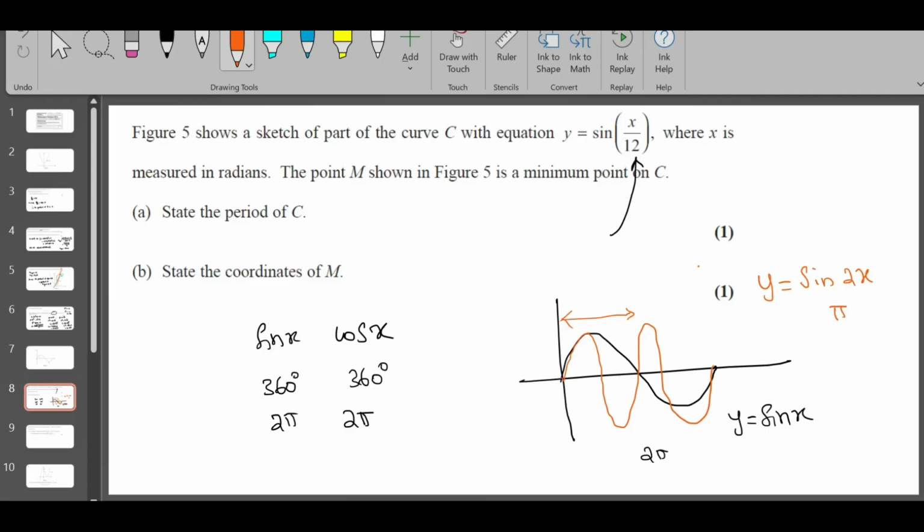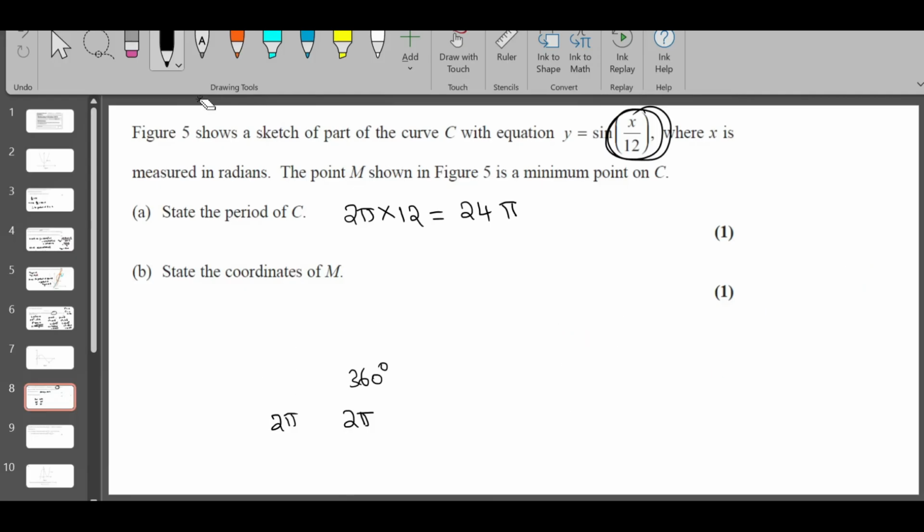So of all the transformations, when it comes to stretching along the x-axis, the period will be affected. So whatever you are going to do for the x coordinates, you need to do the same thing for the period also. So in this case, when x is divided by 12, we are going to multiply all the x coordinates by 12. So you need to multiply the period also by 12. So the period is 2 pi times 12, which is 24 pi.